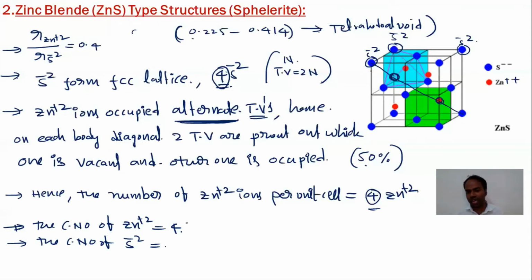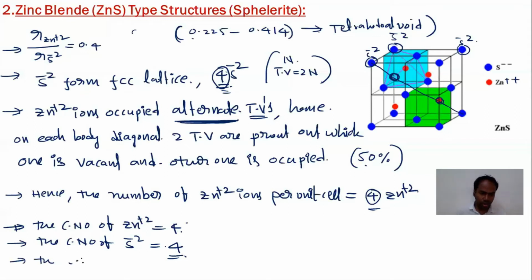Out of these 8 cubes, only alternate cubes, meaning only 4 cubes, have the tetrahedral voids occupied by Zn²⁺ ions. So 4 Zn²⁺ ions are there for this corner. Otherwise, for the unit cell, 4 Zn²⁺ and 4 S²⁻ ions are present. So directly you can write that the coordination number of S²⁻ is 4.